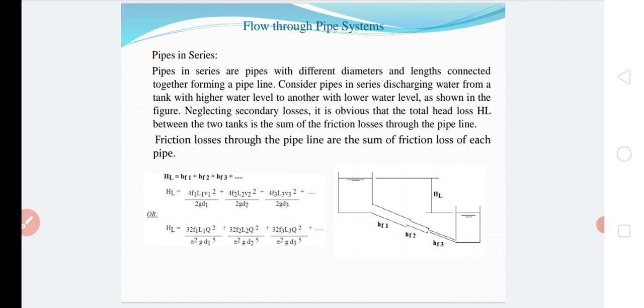32f1L1Q square, Q here the discharge of the water, by pi square g d1 to the power 5, plus 32f2L2Q square by pi square g d2 to the power 5, plus 32f3L3Q square by pi square g d3 to the power 5. That is the pipes in series.